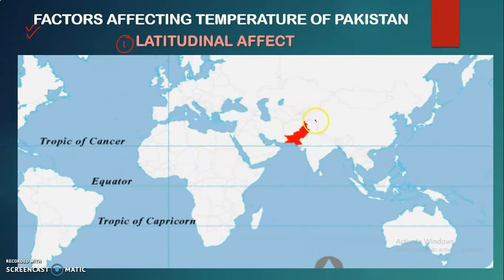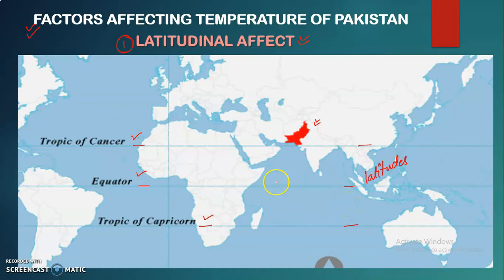Here you could see the location of Pakistan, and there are a few lines that we can see on the globe, which are known as the Tropic of Cancer, the Equator, and the Tropic of Capricorn. Now these horizontal lines drawn on the globe are called latitudes. As we know, our topic is related with the latitudinal effect. It means that just because of these latitudes, the temperature of Pakistan varies.